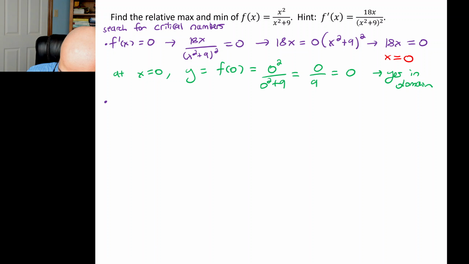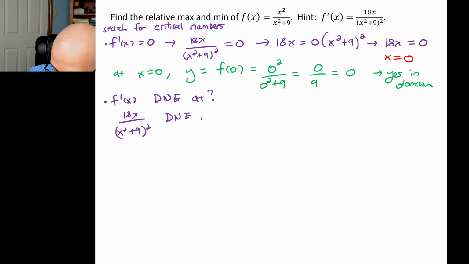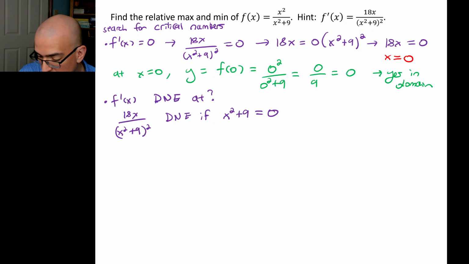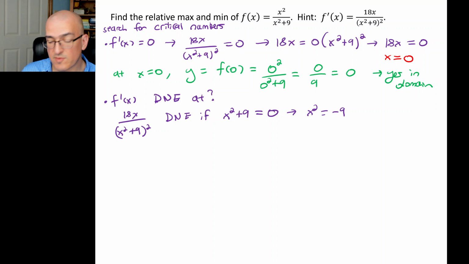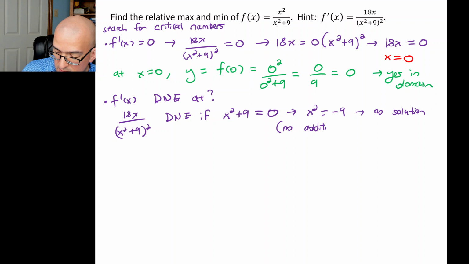Okay, we also have to check where f prime of x does not exist. So 18x over x squared plus 9 all squared does not exist if x squared plus 9 is equal to 0, because that would cause division by 0. That means x squared is equal to negative 9, and we already saw from a previous example this has no solution. So no additional critical numbers.